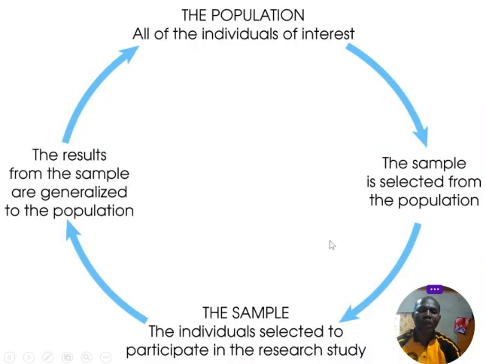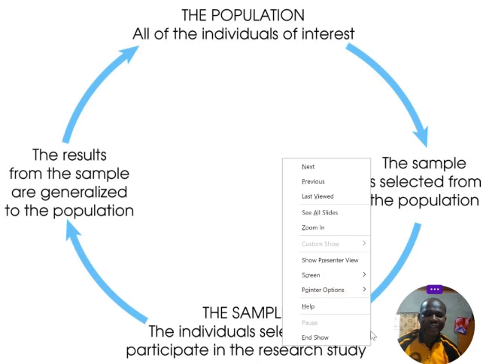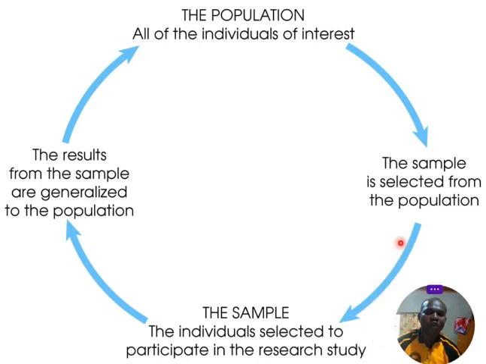So we end up having what we call a population-sample cycle. You have a population of interest, and from that population, you select a sample, and then you subject the sample to a particular research study. The findings you have obtained from that study, you generalize to the entire population.